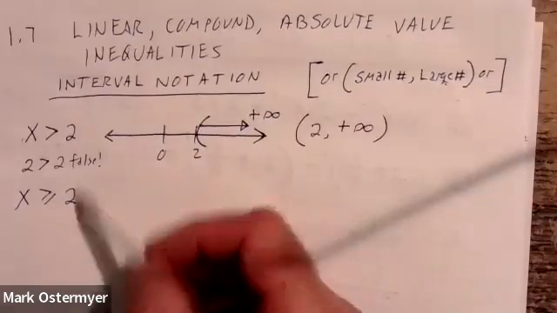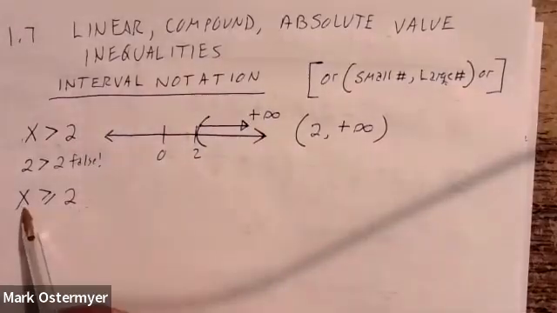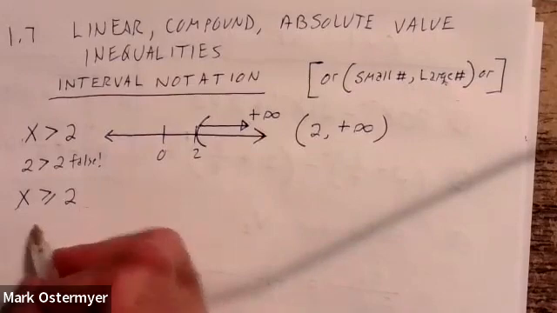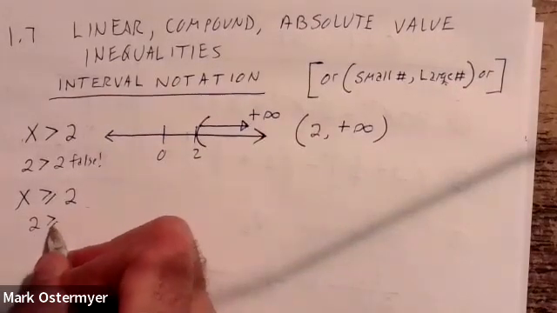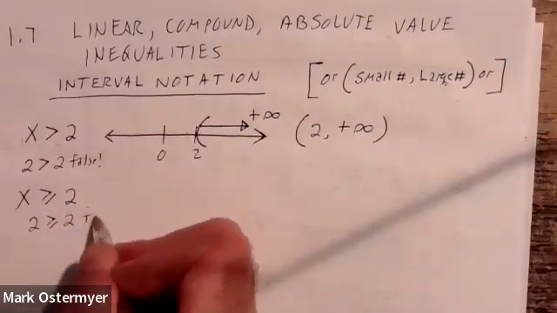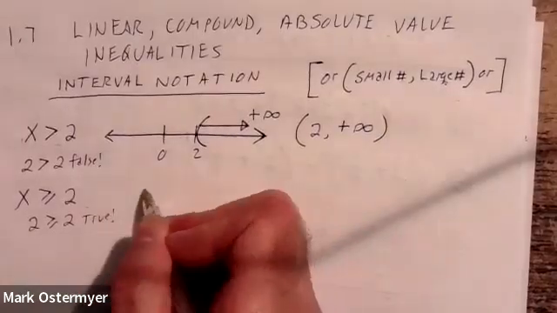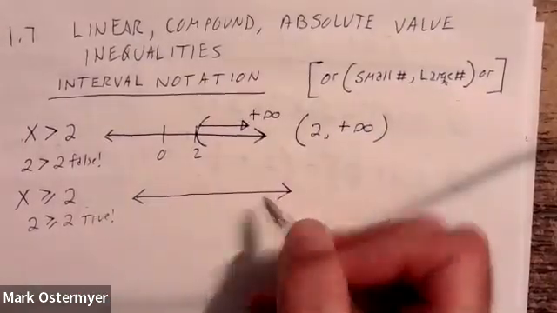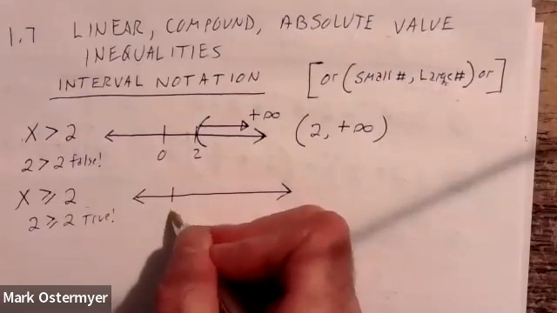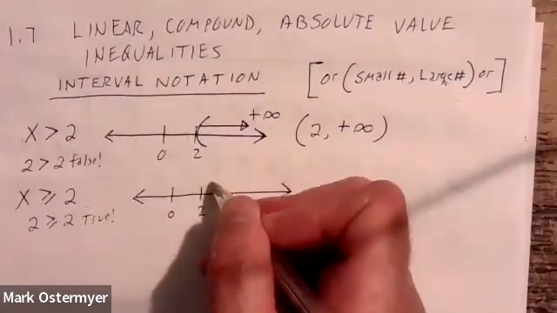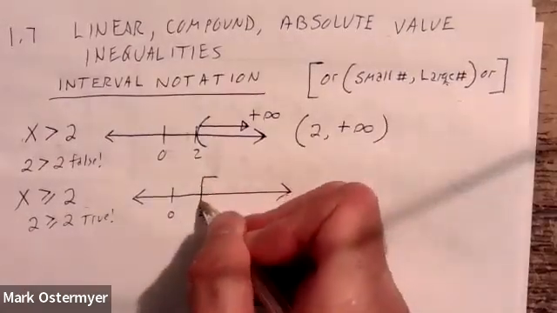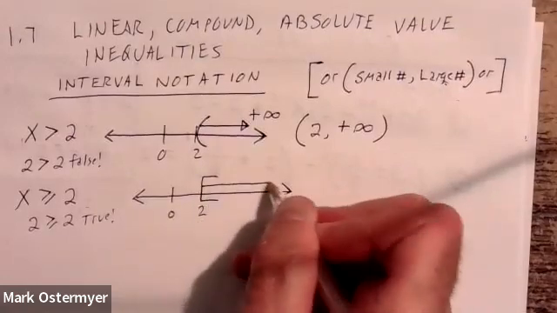Now, the only difference between these two inequalities is that in the solution set of this inequality, 2 is included, because 2, although not greater than itself, is equal to itself. So this is a true statement now. So we must include 2 in the solution set of this inequality, and to denote that, we have an open bracket on 2, and then we shade to the right.